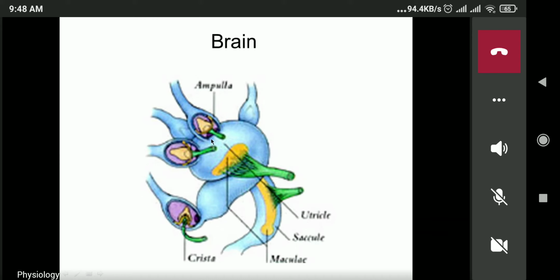Am I clear? So hair cells are present in the cristae. Hair cells are present in the macula of utricle, and hair cells are present in the macula of saccule. Am I clear? Yes, sir. Okay.